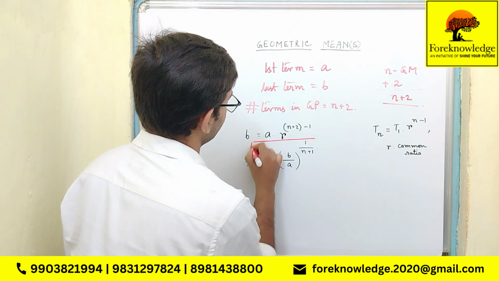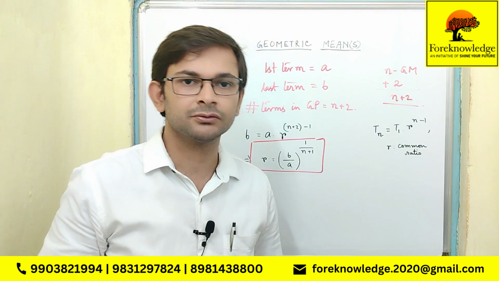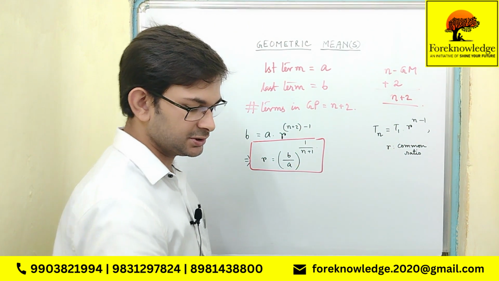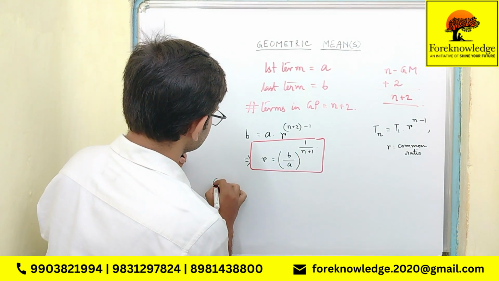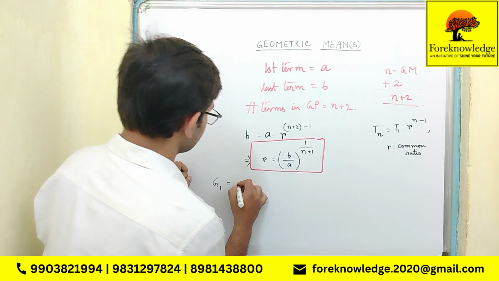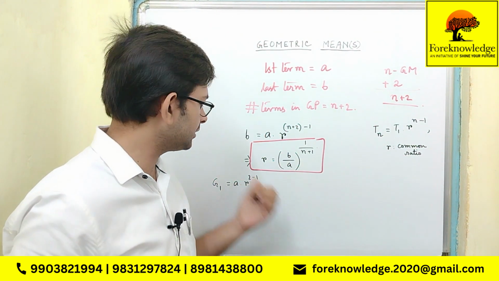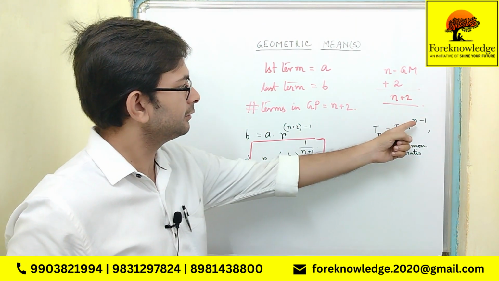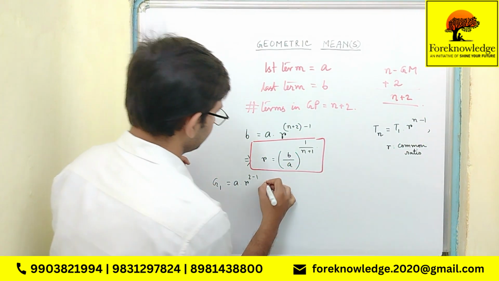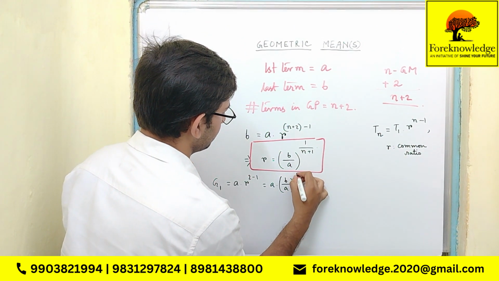Now we need to find the geometric means one by one. First is G1. G1 is the first geometric mean, that means the second term in the GP. So A into r to the power 2 minus 1, because T2 equals T1 into r to the power 2 minus 1. So A into r, where r is b by a whole to the power 1 upon n plus 1.